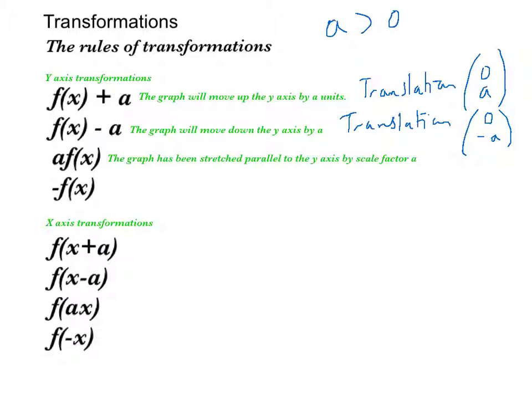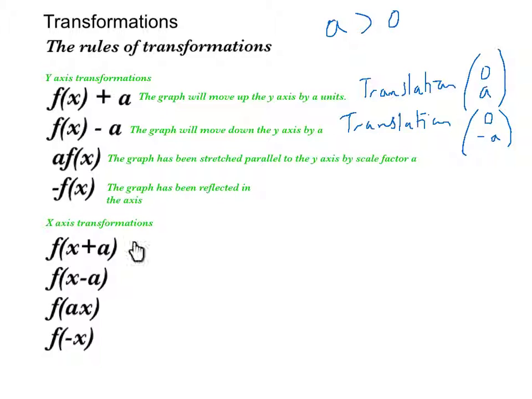And finally, this rule minus f of x means that the graph has been reflected in the x-axis. So it has been reflected, all the y values have been multiplied by -1. So you can see that actually this rule here is the same as this with a equals -1.